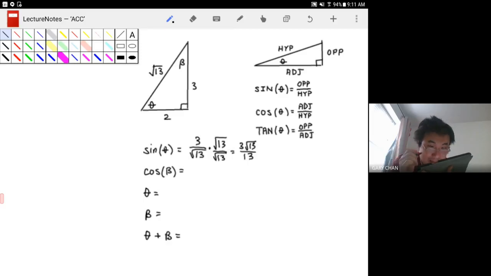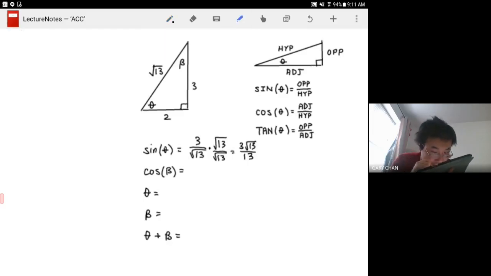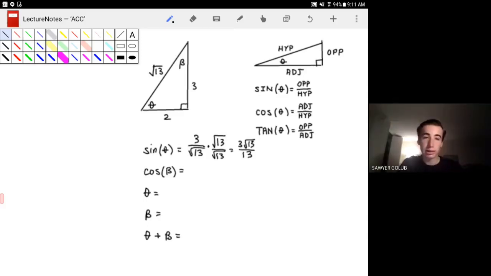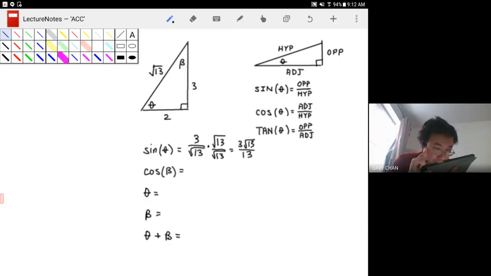We're going to repeat this again. We're going to try to figure out what is cosine of beta. Maybe Sawyer, can you tell us what is cosine of beta? Cosine of beta is 2 over square root of 13. Oh, no, wait. Cosine of beta?